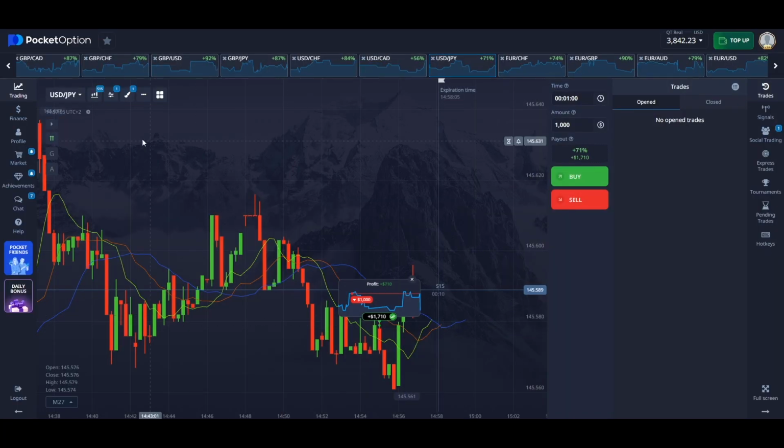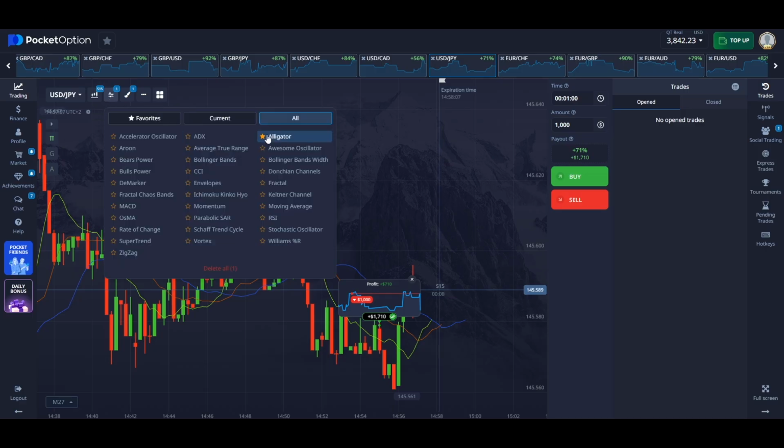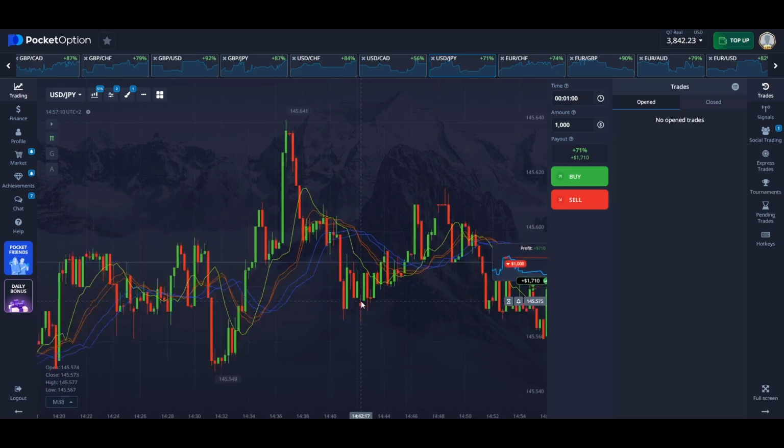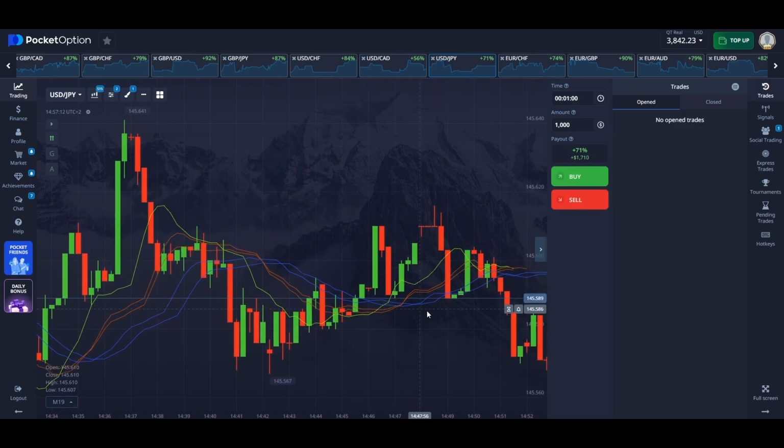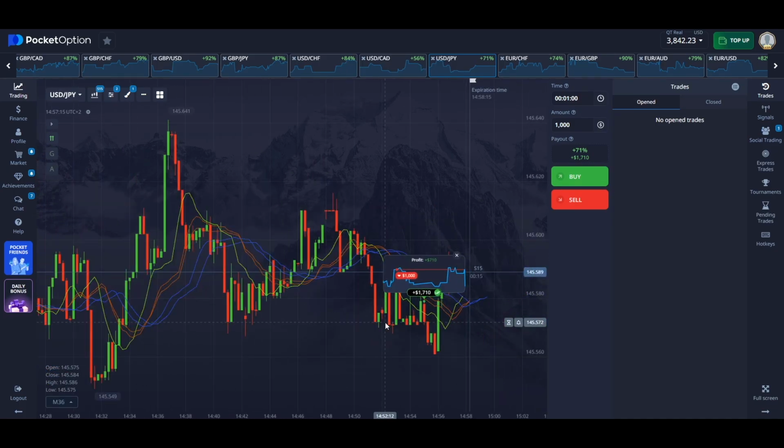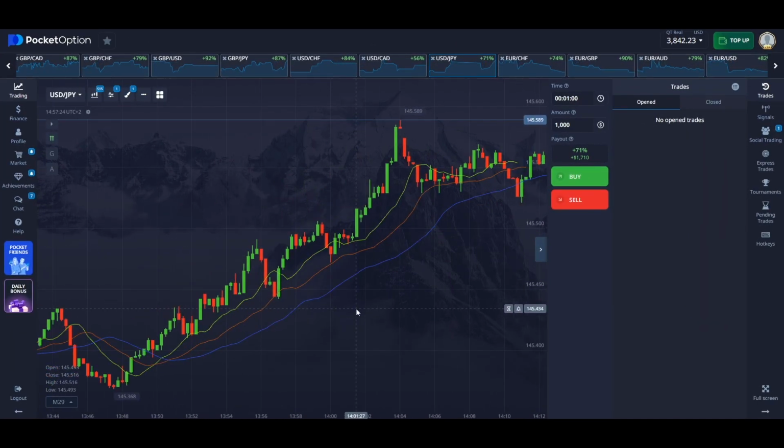Look, to add this indicator, we go to the Indicators tab and click on Alligator. As you can see, it has slightly different settings, and we'll need to adjust it a bit, but we'll get to the settings in a moment. There are only two situations for how we use this indicator.